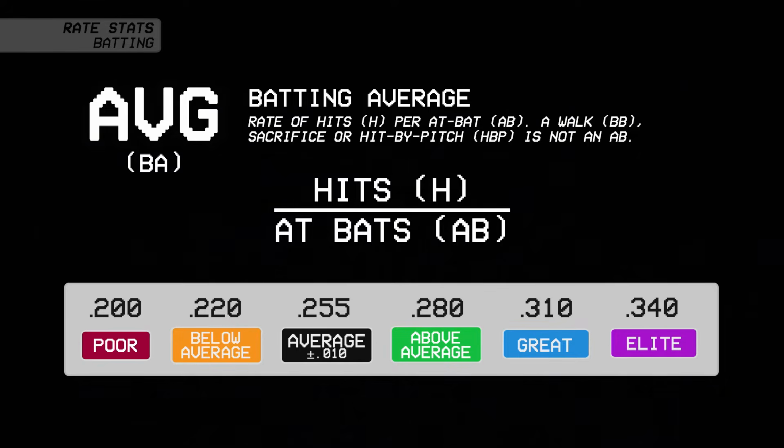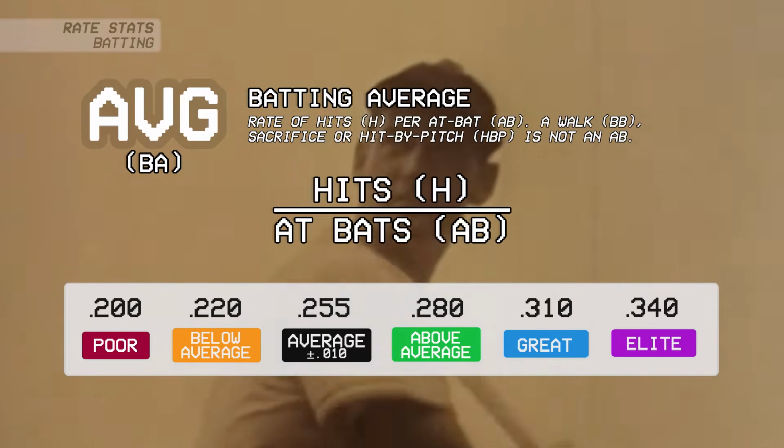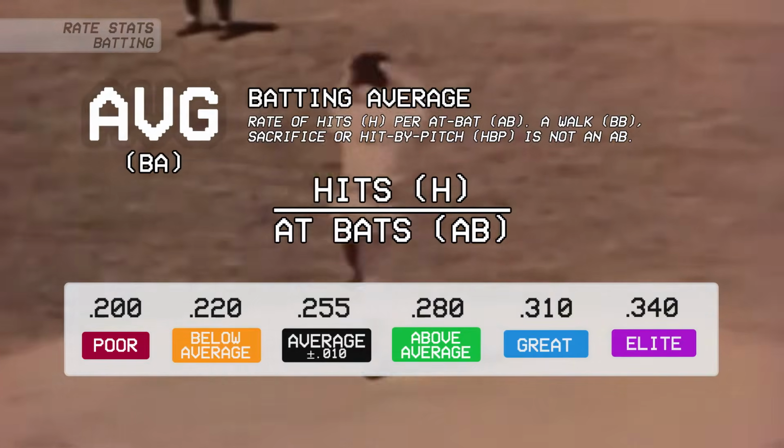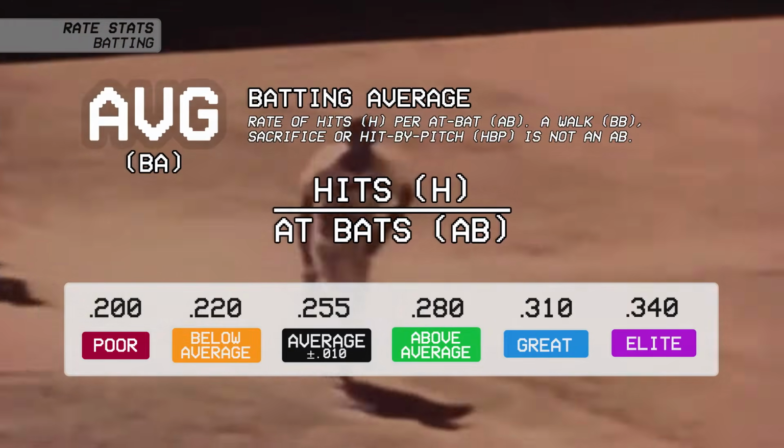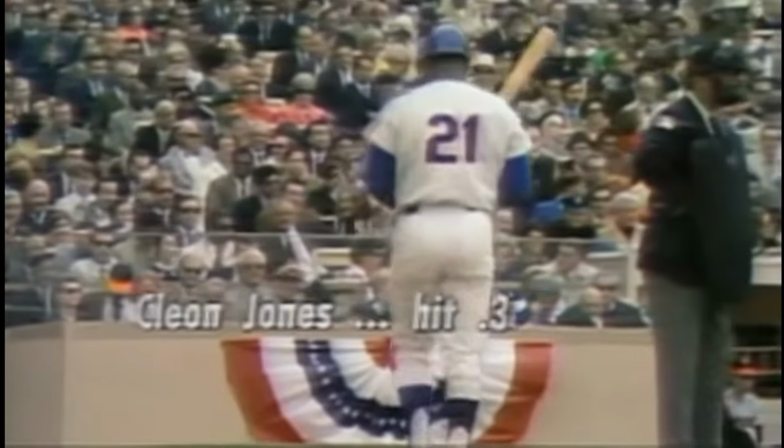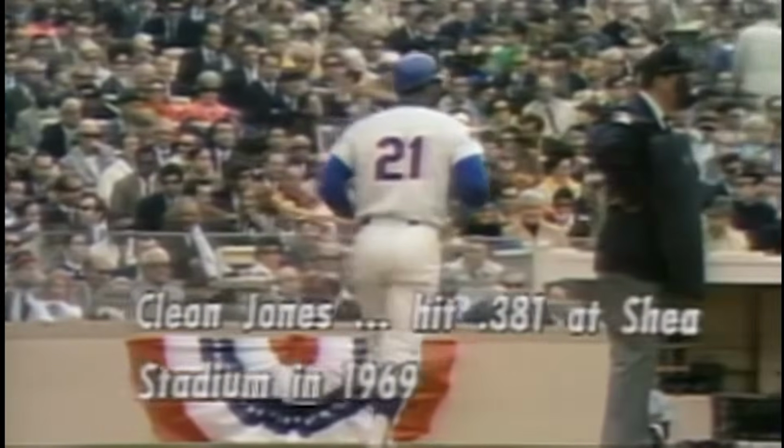Let's start with the most common batting rate stats. Batting average is a measure of how often a batter gets a hit per at-bat. Batting average is the traditional batting rate stat, dating back to the earliest days of baseball record keeping. And for most of baseball history, batting average was pretty much the only rate stat used for batters.